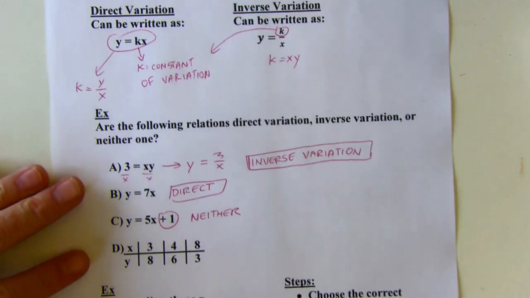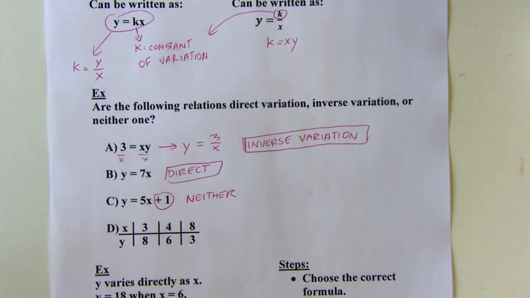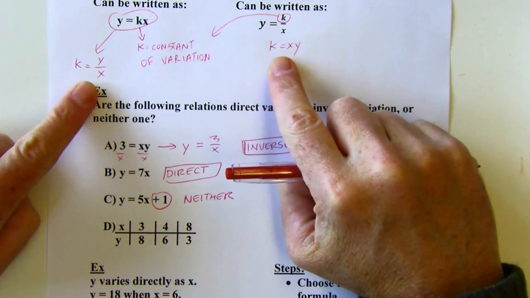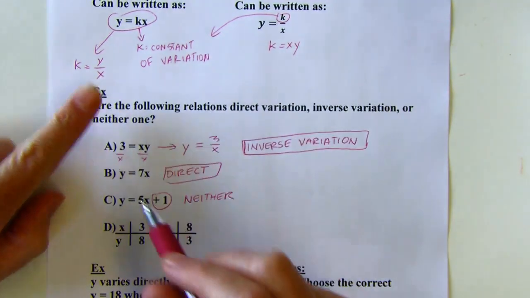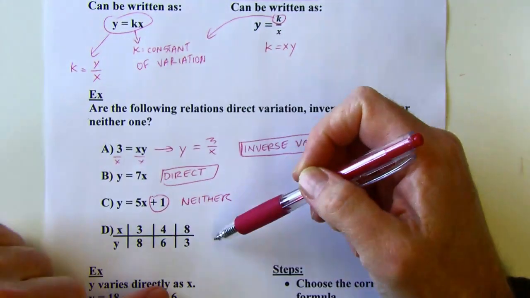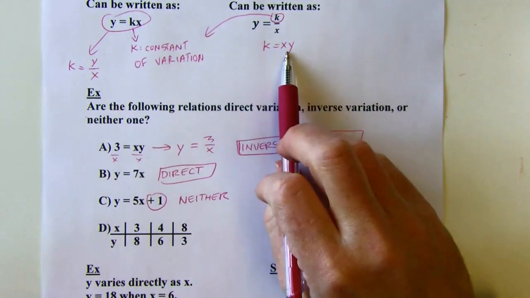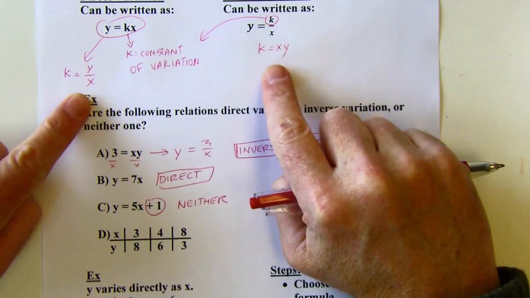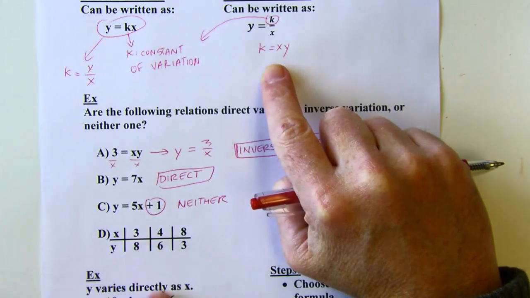This next example, I have an XY table. So what I want to do is think about the relationship between the x's and the y's. And this is where it's really going to come in handy to look at the ones that are solved for k. So what I want to know is, if I take my y divided by the x, do I get the same thing out every time? Or if I have the x times the y, do I get the same thing out every time? So I'm looking if this relationship is going to be true with each ordered pair.